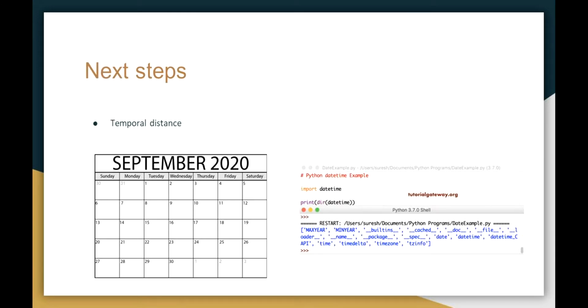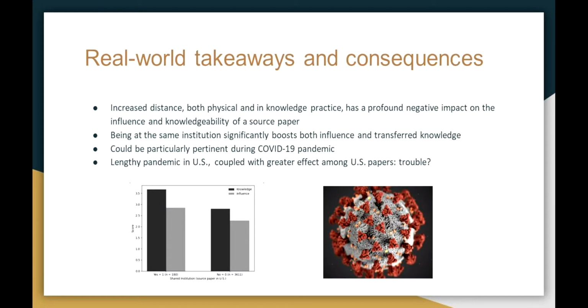Next steps would be looking at temporal distance, such as the difference between the 2 dates that the source and target papers were written. And then in terms of real-world takeaways, we saw that an increased distance leads to less influence conferred by a source paper. In the context of the COVID-19 pandemic, in which scientists can't really work in the same institution or in the same building, especially somewhere in the United States where the pandemic is so prolonged, that could be potentially very pernicious on scientific research, and scientific research could potentially be slowed down or made less profound because of this.